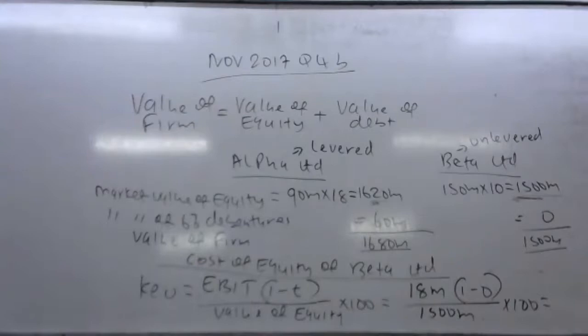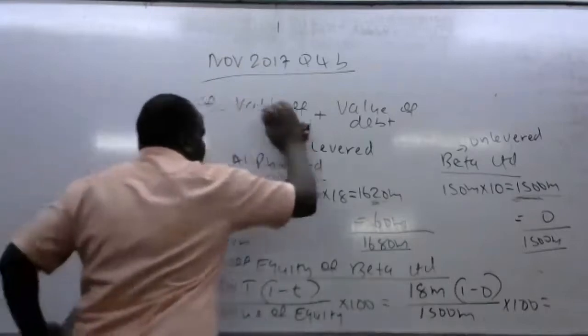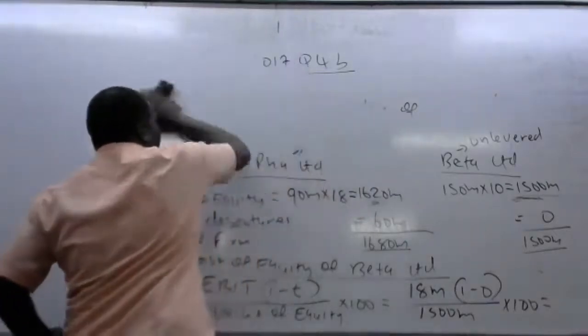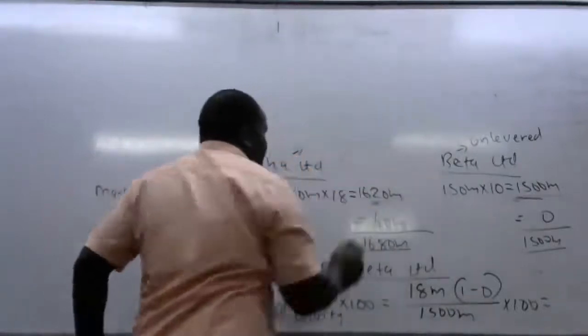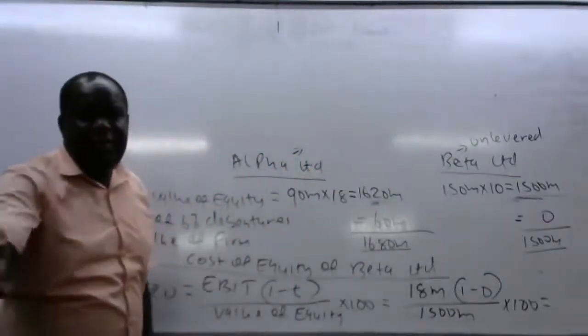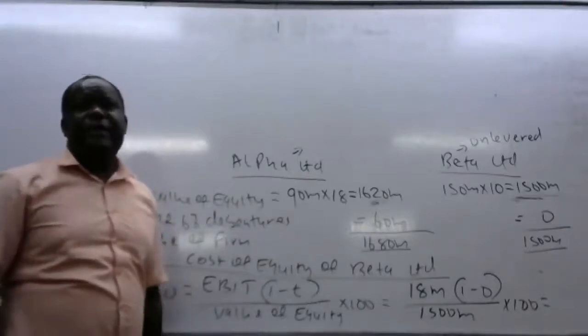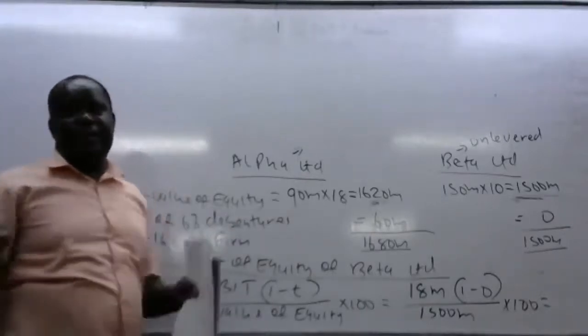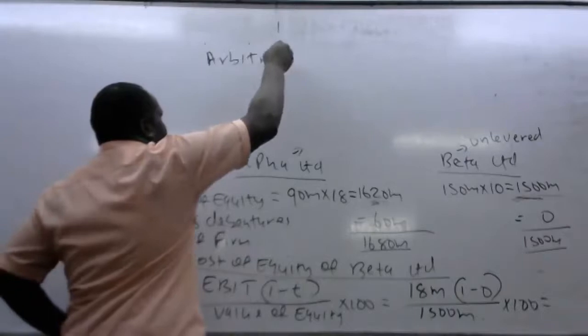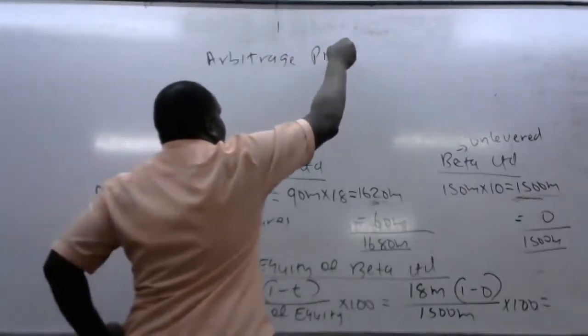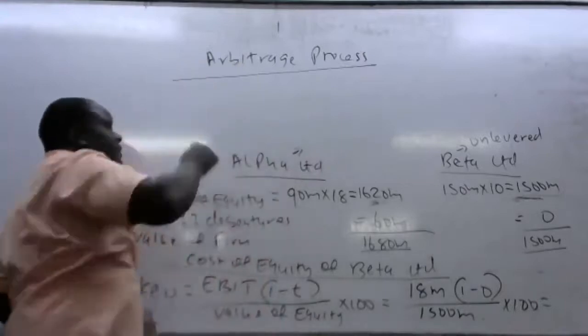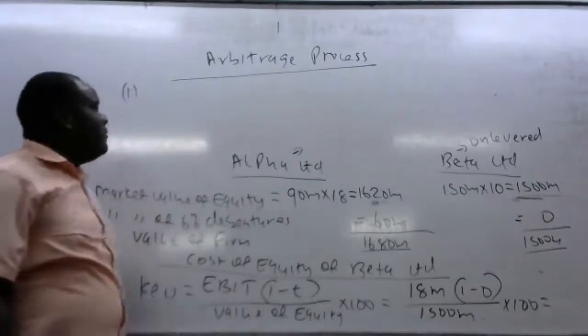So now after our workings, we want to practice the arbitrage process. We should now be able to practice it to see that there is no need of you moving from one company to another. The returns will finally be the same. So this is now our arbitrage process. We start with step number 1.